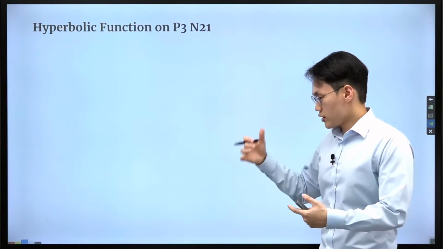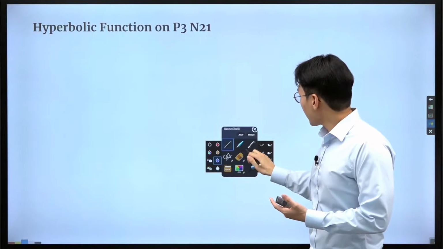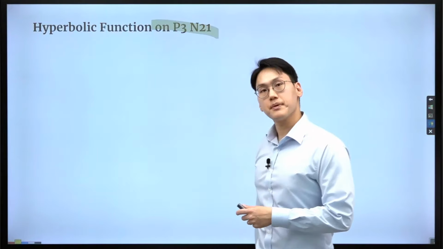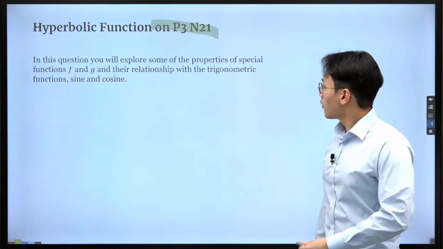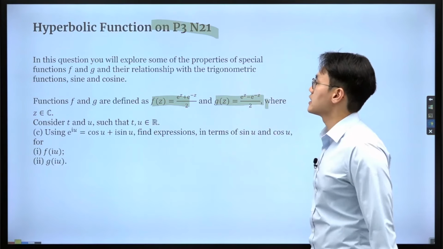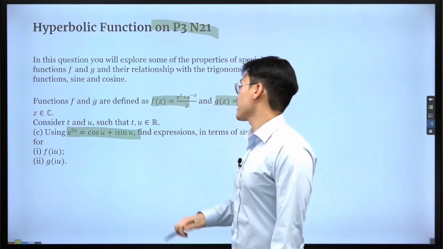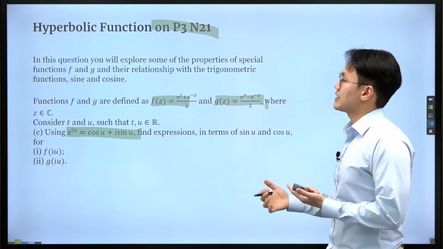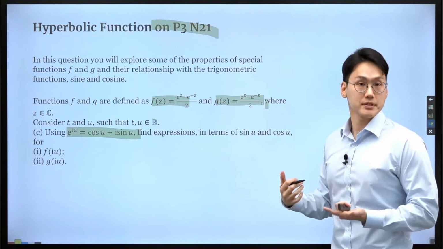And then you know what? I'm not just talking this from scratch, because this actually was seen many times, including in paper 3 in November 2021. What you also had to do was to define this function as such, and then you had to realize if you put in the complex number, you can derive this property of hyperbolic cosine and hyperbolic sine.